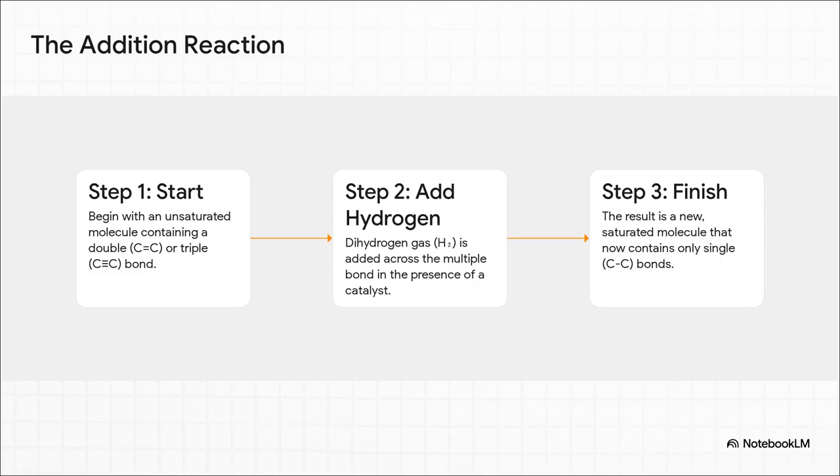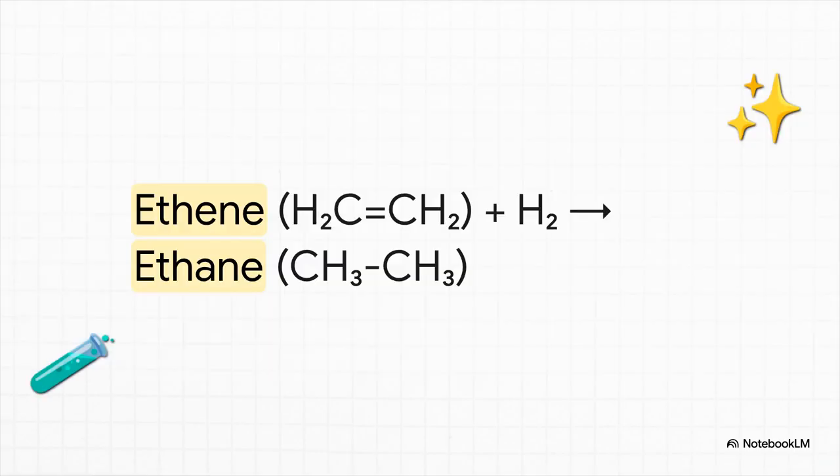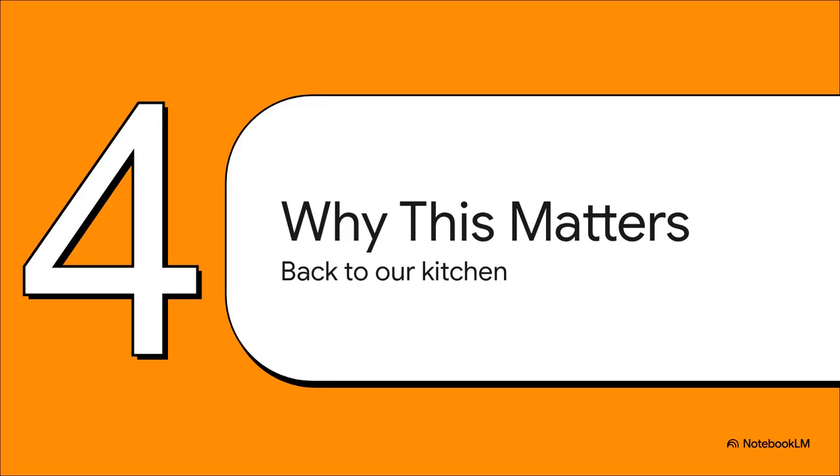Its whole structure is changed. Let's look at a super simple example. On the left, we've got ethene. You see that little double line in the middle? That's our double bond, our empty parking spot. We add some hydrogen with our catalyst, and boom, we get ethane on the right. The double bond is just gone. It's been replaced by single bonds, and now the molecule is completely full. It's saturated.